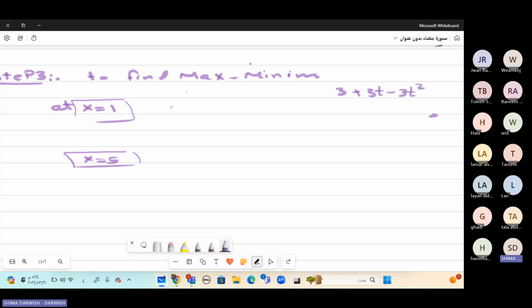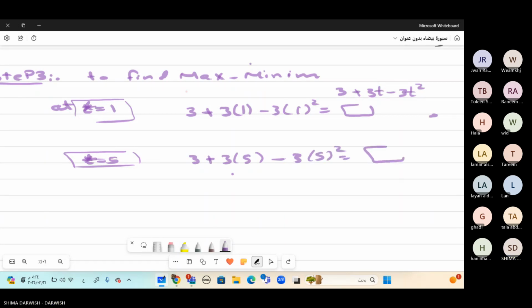So make substitute, not x here, it will be t, because the variable is t. Write 1 in place of t: 3 plus 3 multiplied by 1 minus 3 multiplied by 1 squared, and find the answer. Another one: 3 plus 3 multiplied by 5 minus 3 multiplied by 5 to the power of 2, and find the answer. Look at these two points. What is the maximum and what is the minimum?